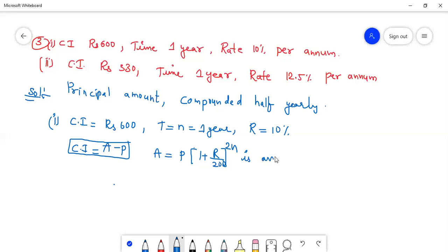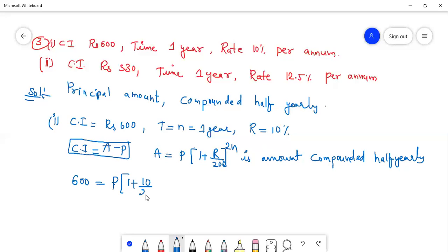is the amount compounded half yearly. Here, we can substitute in the form compound interest is equal to A minus P. Compound interest 600 rupees is equal to the amount substituted in the formula, that is, we don't know the principal amount, and 1 plus the rate of interest 10 by 200, whole power 2 into 1 year, minus principal amount.